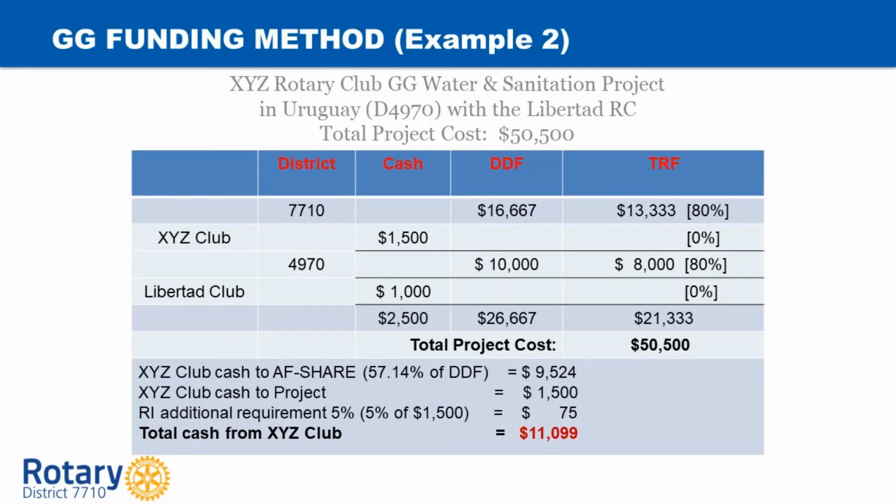The real difference is for the XYZ Club, as you can see in the bottom section. Because the XYZ Club put in $1,500 in cash, they will be assessed a 5% maintenance fee of $75. So when you look at the total cash contribution required from the XYZ Club to fund this global grant, it adds up to $11,099. Remember, the 5% administrative fee can be waived if a Rotary donor-advised fund is used to pay for the cash contribution.